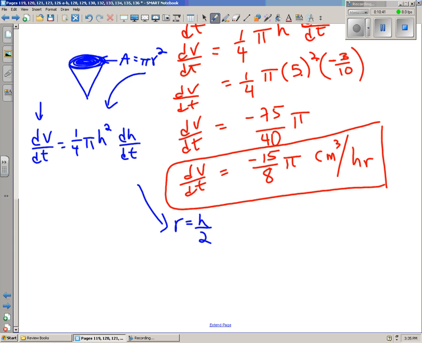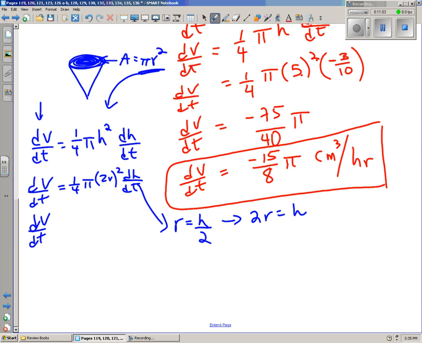Radius is h over 2. If we want to kill h, because I want to get r, the radius, involved here, I'll go 2r is equal to h, cross multiply. And so dV over dt is 1/4 pi times 2r in parentheses squared dH over dt. 2r quantity squared is 4r squared, so we get 1/4 pi times 4r squared dH over dt. The 4's cancel, and what happens here is kind of neat.